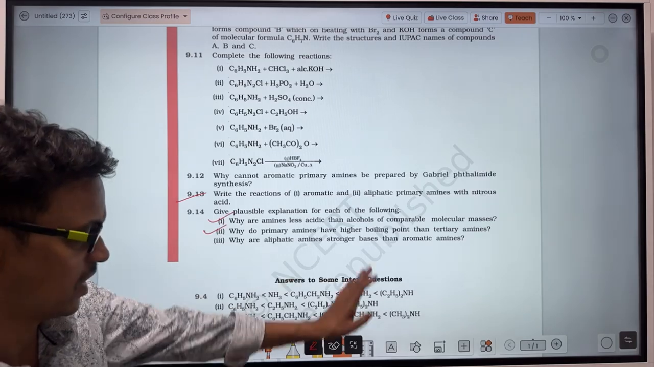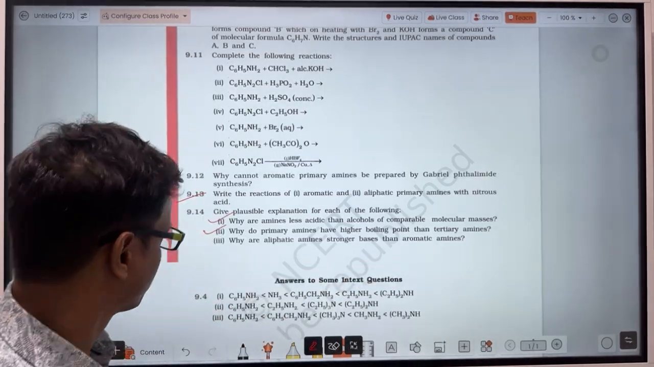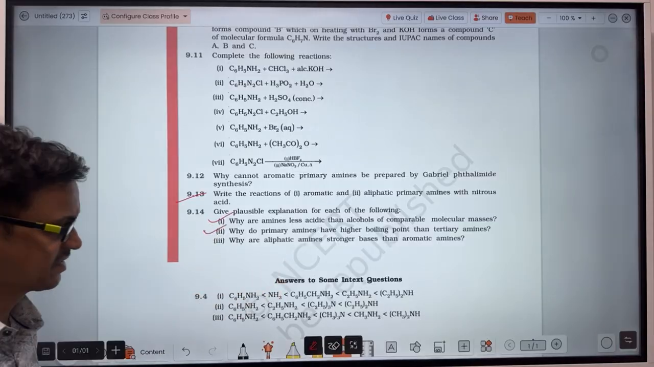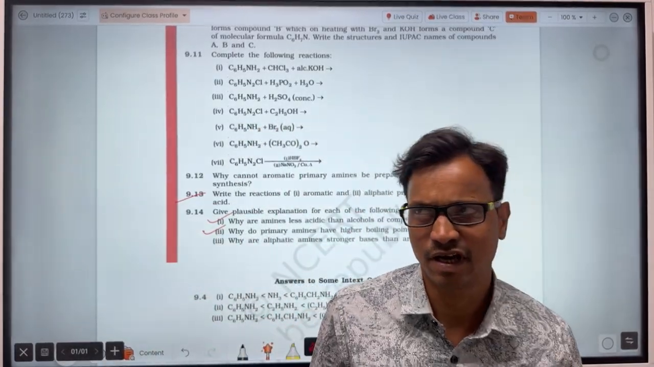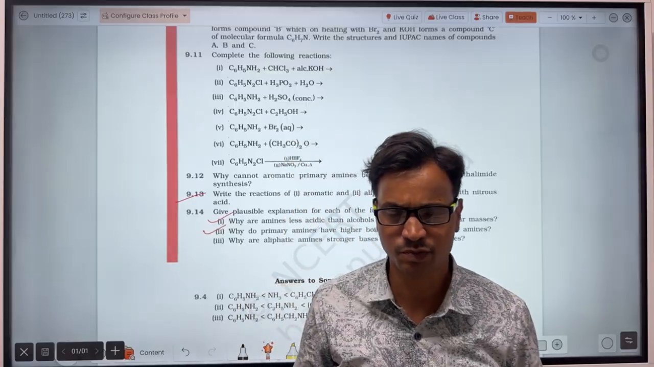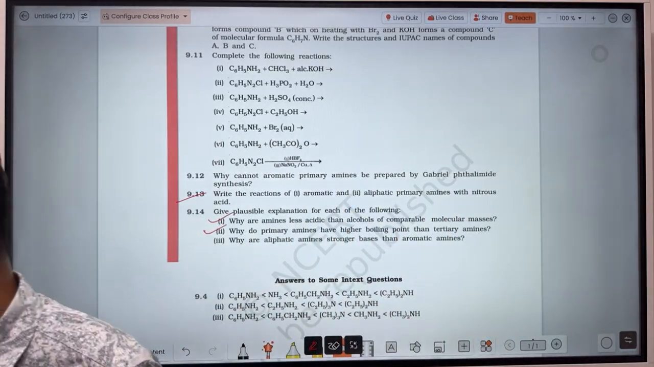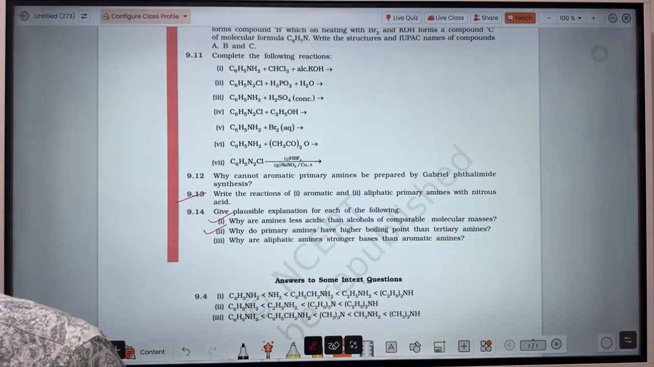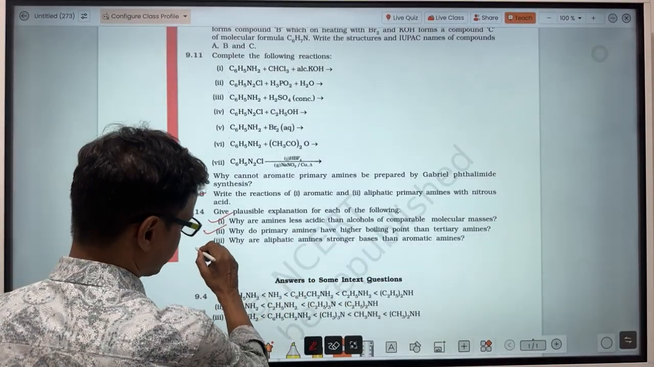Primary amines can form hydrogen bonds, but tertiary amines cannot. That means the primary amines are bonded with each other through hydrogen bonding, while the tertiary amines are bonded with each other through van der Waals forces of attraction. As you know, van der Waals force of attraction is weak. That's why that will possess a lower boiling point.